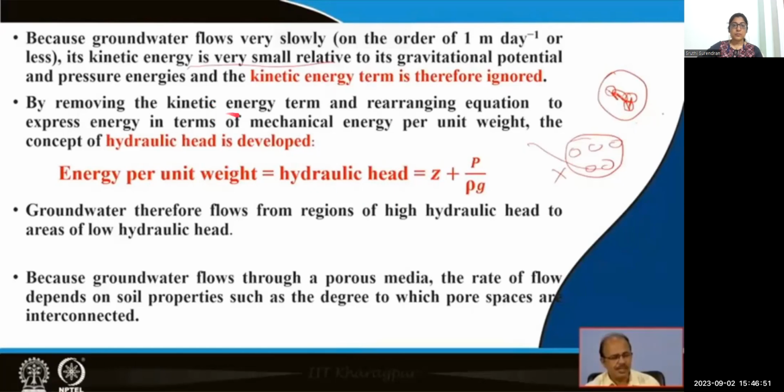So after removing the kinetic energy term and rearranging the equation, this sum of the pressure energy and datum head or elevation energy is what gives us the hydraulic head of the water. So when we ask what is the direction of the flow of groundwater, it will be from a higher hydraulic head to a position of lower hydraulic head. We have seen that the difference in the hydraulic head divided by the length of the flow path gives us the hydraulic gradient, on which the velocity of flow is dependent.